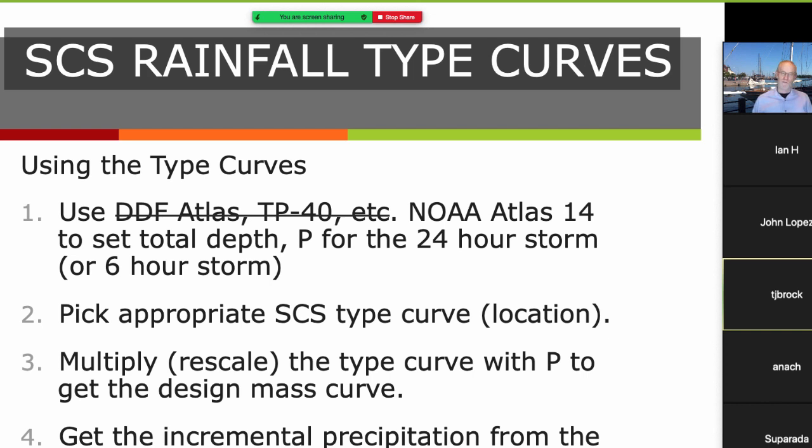Then choose an appropriate SCS type curve. That's based on location. And then rescale the type curve with that 24-hour depth to get the design mass curve. And then from that we get incremental precipitation from the rescaled mass curve to develop the design hyetograph.